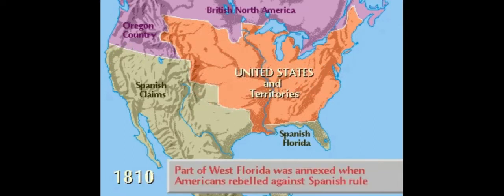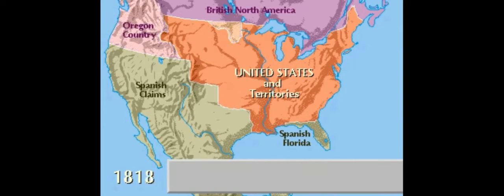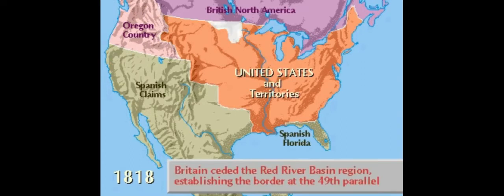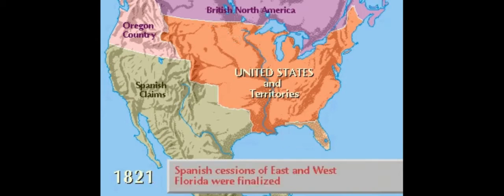In 1810, American settlers led a revolt against the Spanish in West Florida, capturing the port of Baton Rouge. The remainder of West Florida was annexed later by President James Madison. In an agreement after the War of 1812, Britain ceded the Red River Basin, and the boundary between the United States and British territory, what is now Canada, was set at the 49th parallel, with the Oregon Territory to be jointly occupied. In 1821, the Spanish cessions of East and West Florida were finalized, and Spain surrendered any claims to the Pacific Northwest.